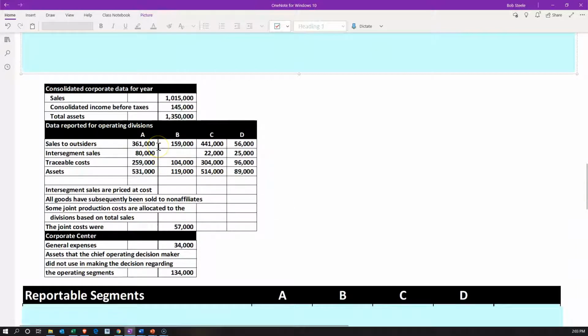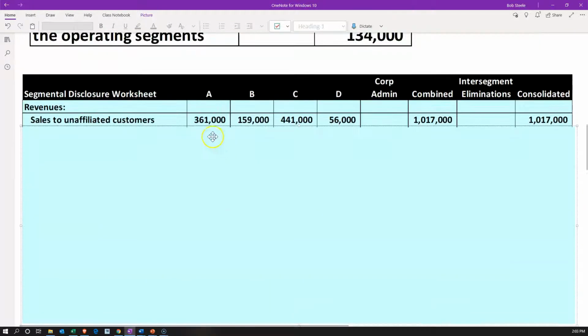So I'm going to be scrolling down constantly to the data down here, where we have the segments A, B, C, and D for the amounts 361, the 159, the 441, and the 56. So those are going to be here, A, B, C, and D, and then we're simply going to combine those and give us the total. So here's going to be the combined total, 1,017,000. There's not any elimination entries that are needed. Therefore, the consolidated amount is then the same.